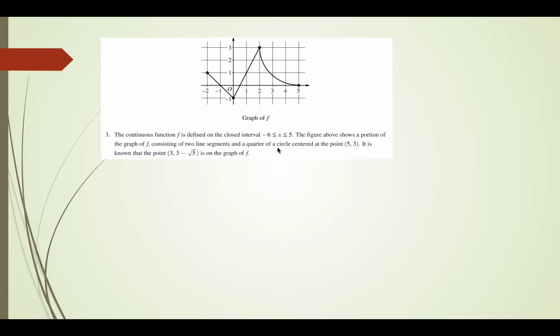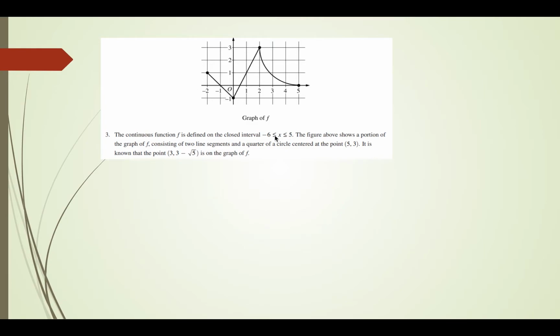And then we have a quarter circle centered at the point (5, 3), which is right here. So that's also helpful. The fact that this is part of a circle is going to help us out later, especially when we're trying to find areas of this graph, which, heads up, is something you're pretty much always going to have to do on a graph like this.